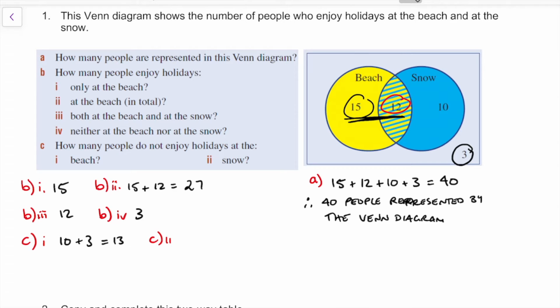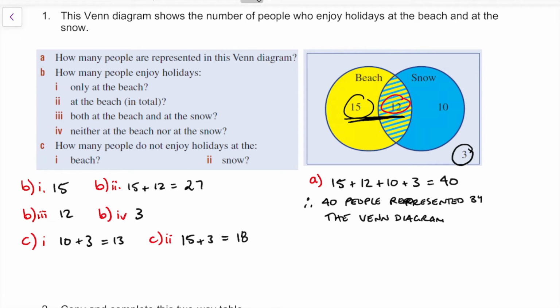And then if I want the next question there, which is do not enjoy the snow, well, that's going to be our beach-only people with 15, plus our 3 no holiday people, which gives us 18. So this is how we're using information in a Venn diagram and interpreting it to find out how we can do things a little bit better, maybe. Okay, so how do we make the beach more attractive, or how attractive is the beach?